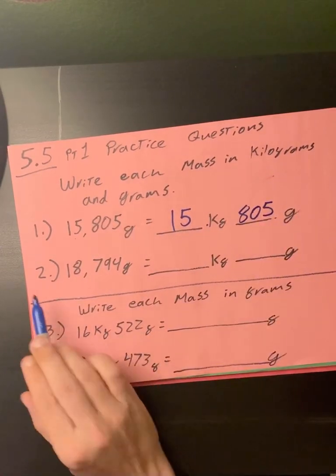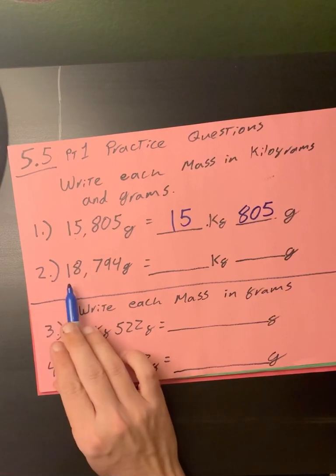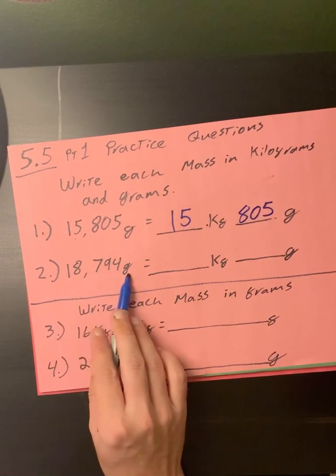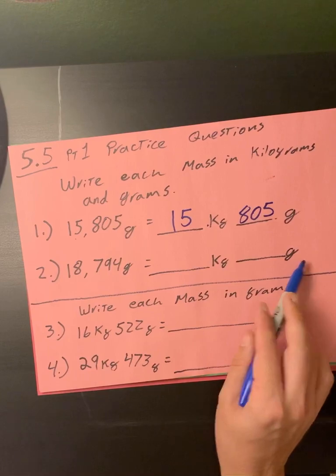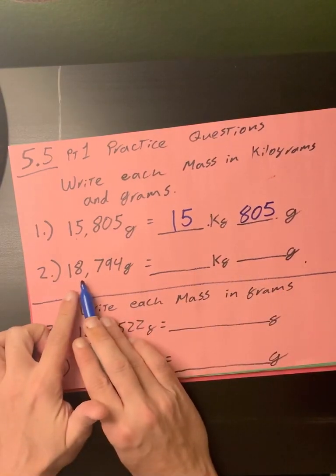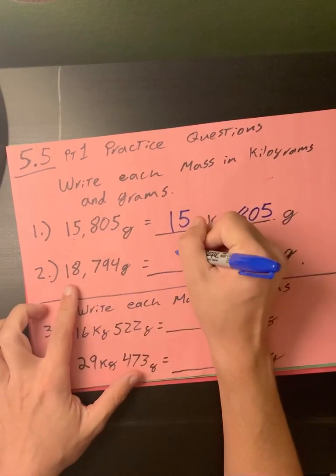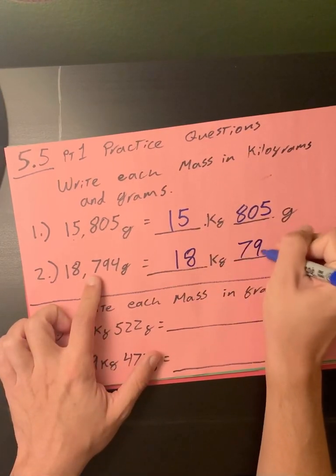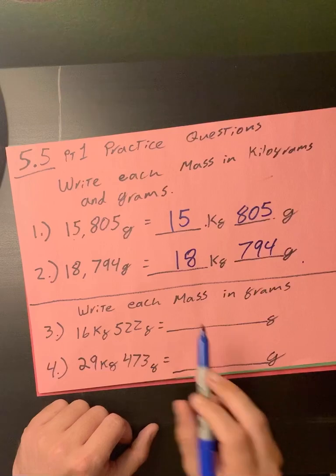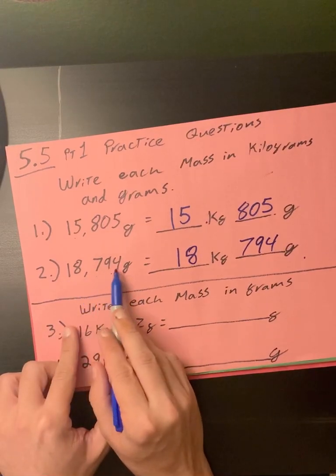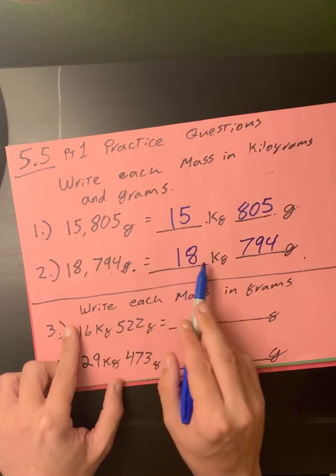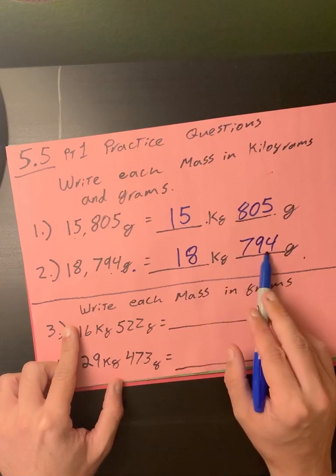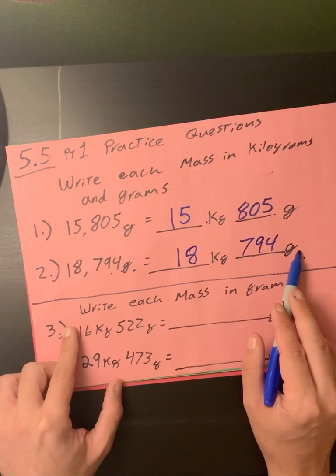Okay. Problem number 2, 18,794 grams into kilograms and grams. Anything that's in my thousands place or above goes in my kilograms, and then my grams will go in there. So 18,794 grams becomes 18 kilograms and 794 grams.